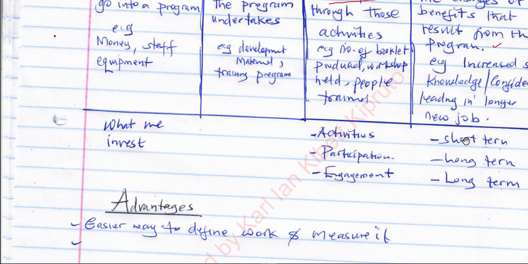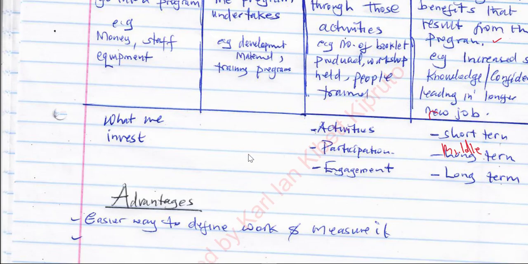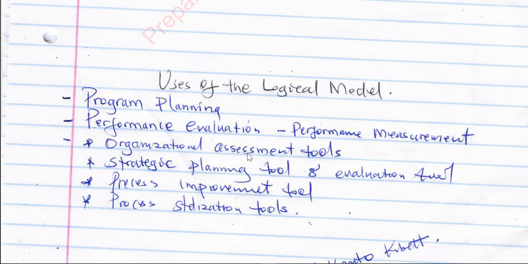Activities, participants, then we have to know the short term, the middle term, and the long term effects. It is then easier to define work and measure it. That's the best advantage of a logical model. Then let's talk of the uses of a logical model. You can use it in program planning. You can plan and perform evaluation, especially as organization assessment tools and strategic planning tools. You can also use it as a process improvement tool and a process standardization tool. These are the uses of logical models.